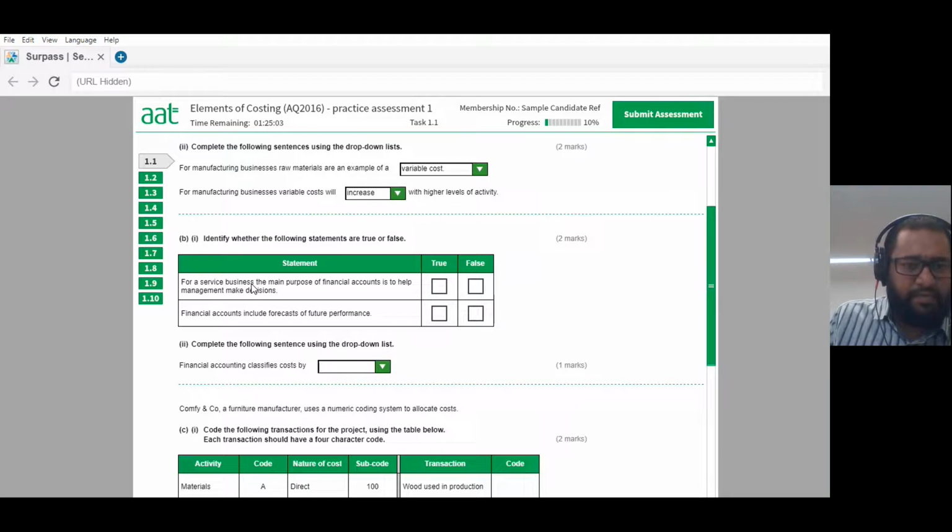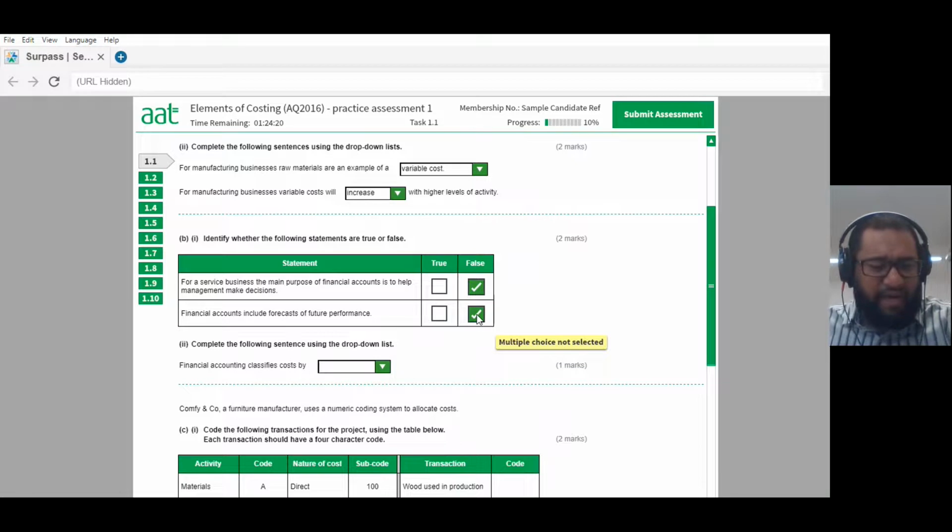For a service business, the main purpose of financial accounting is to help management make decisions. Of course, the management are normally going to look at financial accounting to make decisions, are they? No. Normally, the main purpose of financial accounting is about what has been done already. Financial accounting is for the past, not for future decisions. If you want to make future decisions, yes, it's going to be management accounts, not financial accounts. So this answer is going to be false. The statement that financial accounts include forecasts for future performance is also wrong, because financial accounts are for the past, aren't they?